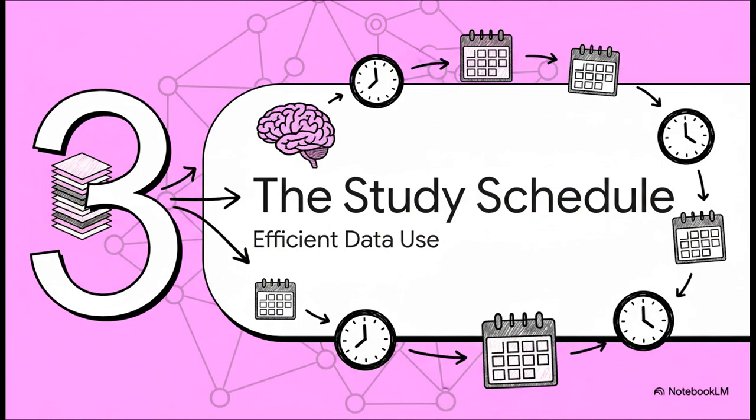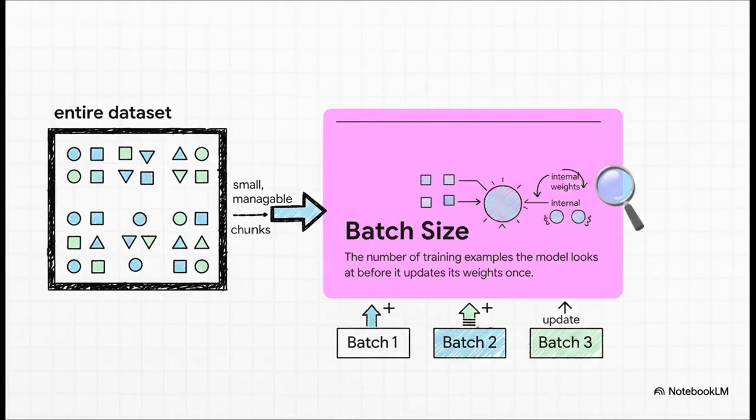Okay, so we get how the model learns from its mistakes. But what about the logistics of it all? A model doesn't just look at millions of data points all at once. I mean, that would be totally overwhelming. No, it has a study plan. So instead of just drowning the model with the entire data set, we feed it data in small, manageable chunks. And these chunks are called batches. The model looks at one batch, learns what it can, and only then does it update its internal weights.